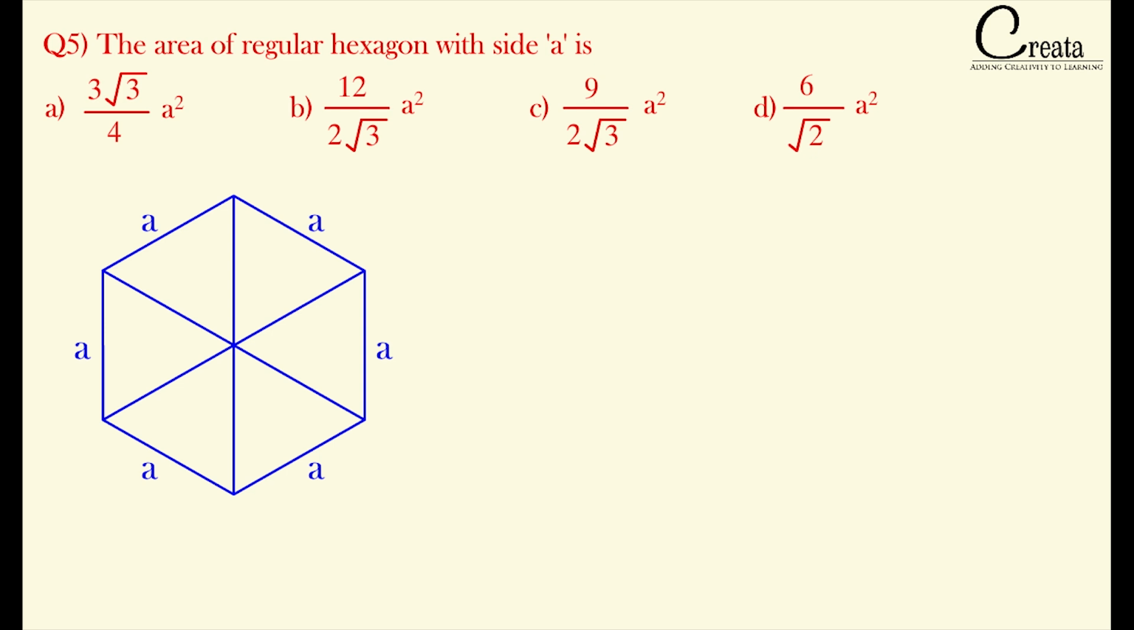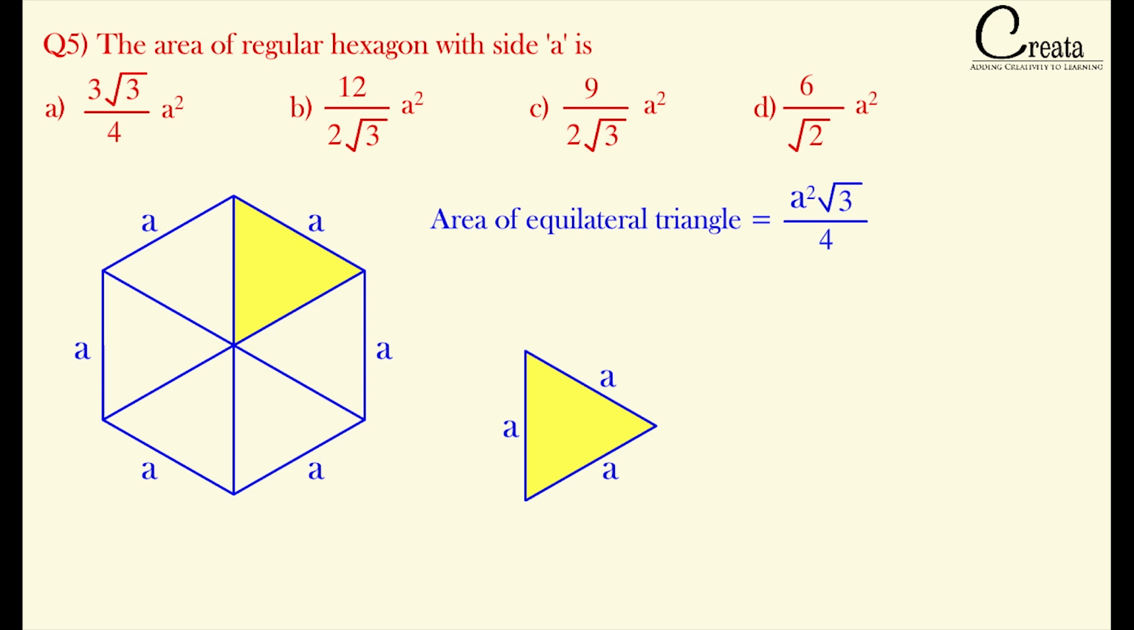These are the 6 equilateral triangles. And we know the side of this equilateral triangle as A. And we also know the formula of the area of the equilateral triangle, which is equal to root 3 by 4 A square. We got the area of one of the equilateral triangles.